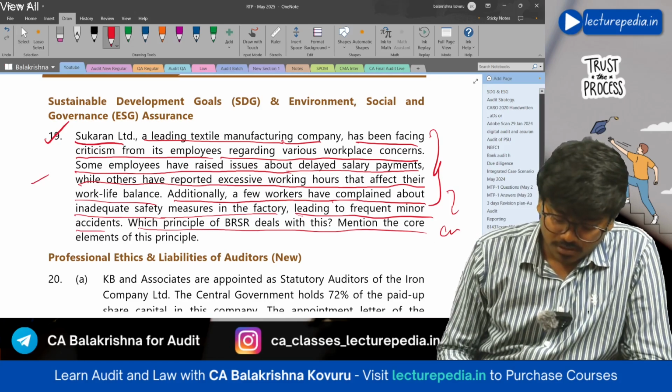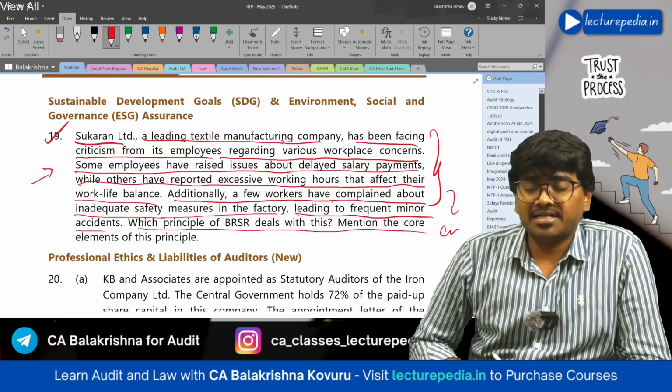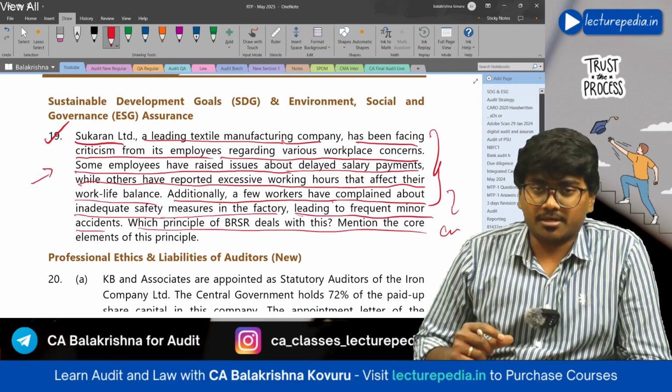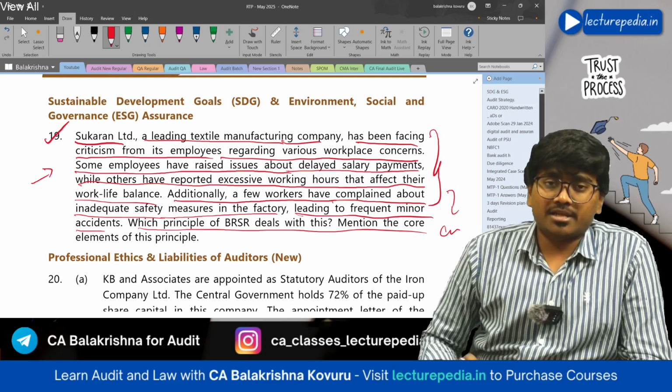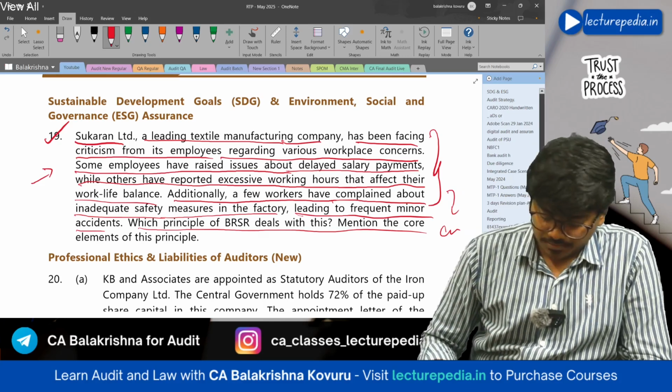Here the task is to identify the principle number. Once you have identified the principle, you can write down the elements of that particular principle.